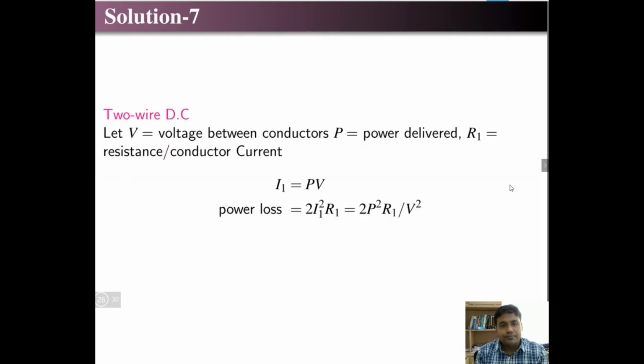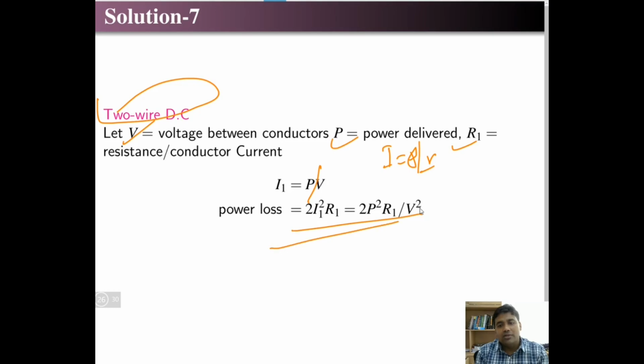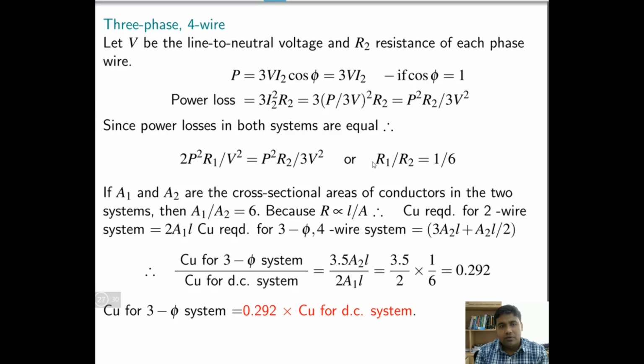So let us see. If you have a 2-wire DC system, now the voltage is V, the power is P, and R1 is the resistance. So you have the relationship that current is equal to power by voltage and power loss is 2 I1 square R1. So substitute the value of the current in the formula.